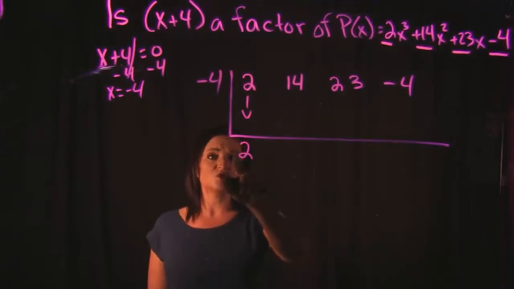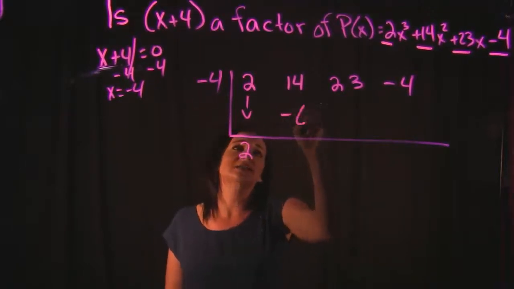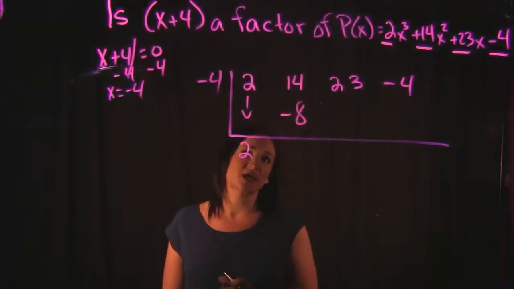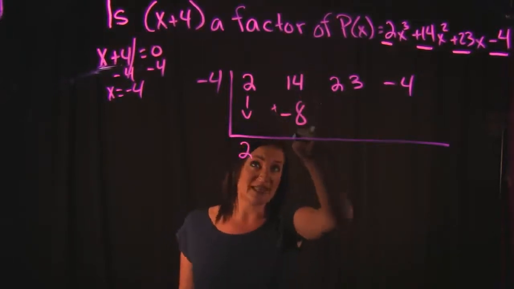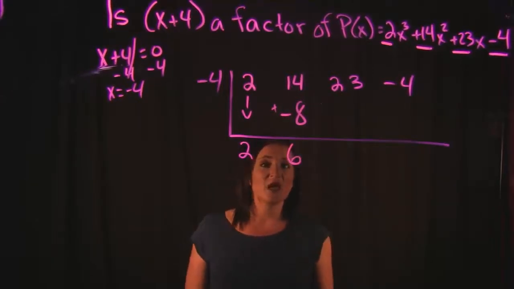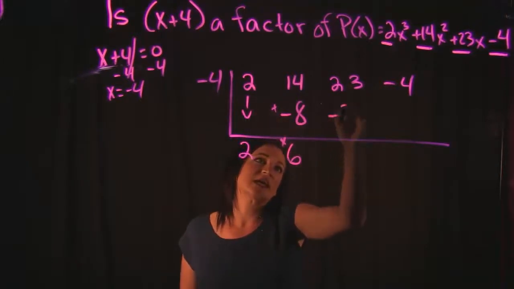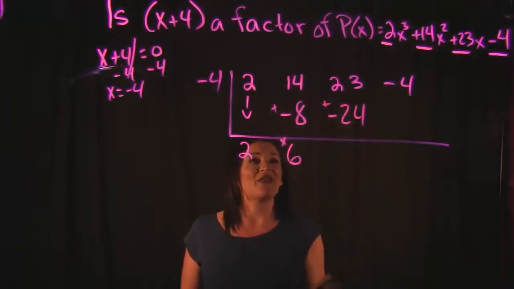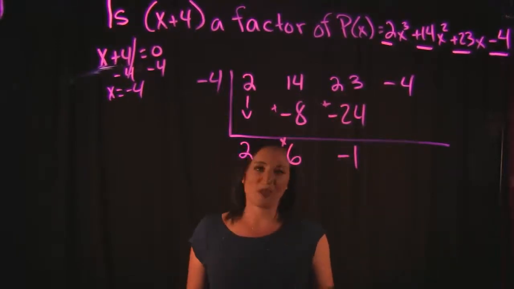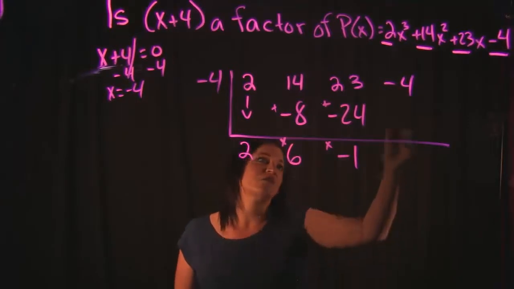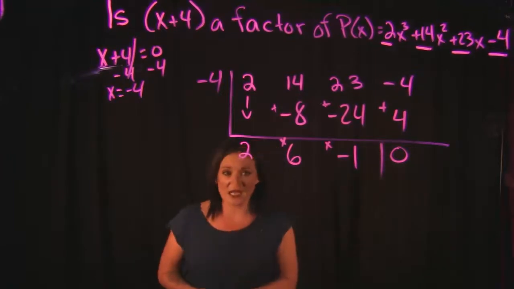Then we do 2 times our tested factor here. 2 times negative 4 is negative 8, and we put that in the second column. Then we add these together: 14 plus negative 8 gives me a 6. Then we multiply again. 6 times negative 4 is negative 24. When we add these two together, 23 plus negative 24 is negative 1. And multiply again: negative 1 times negative 4 is a positive 4. When we add these together, we get a 0.